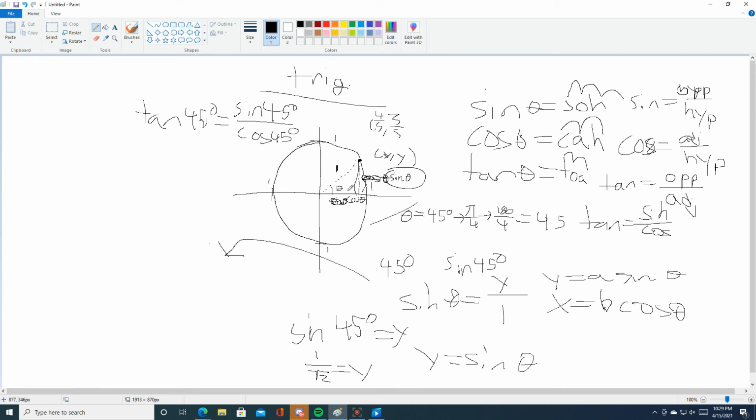But in most cases, it's easier just to find this length, the opposite, and this length, the adjacent, and divide the two. So it would just be O over A is equal to tangent. So, a very brief explanation.